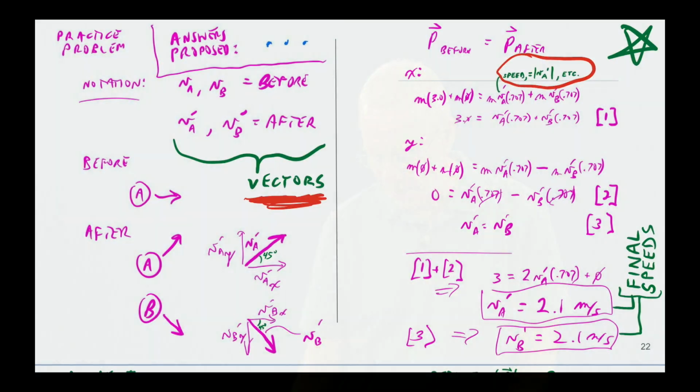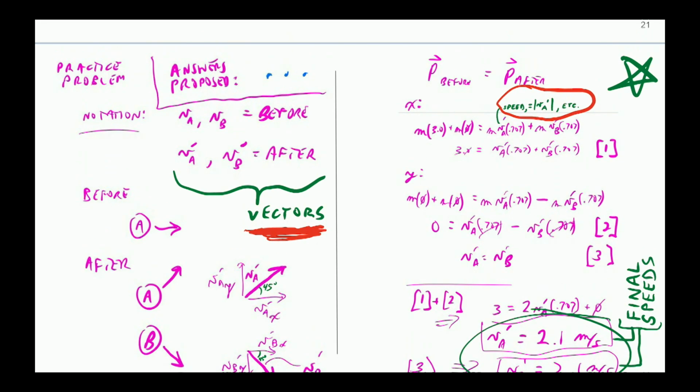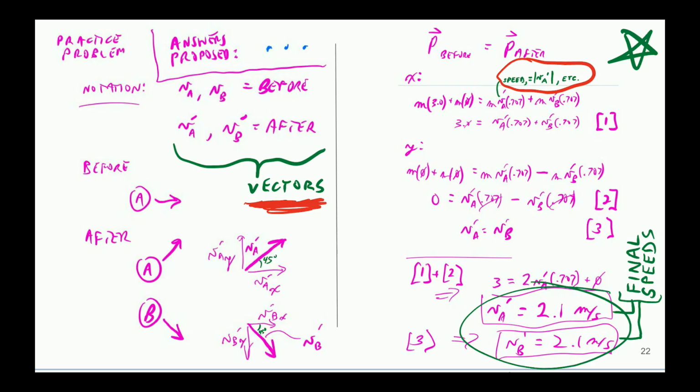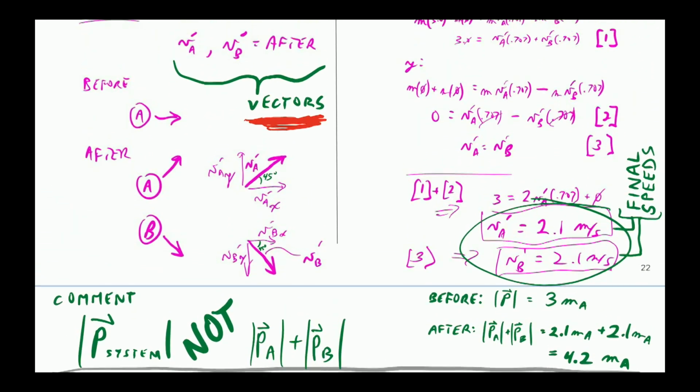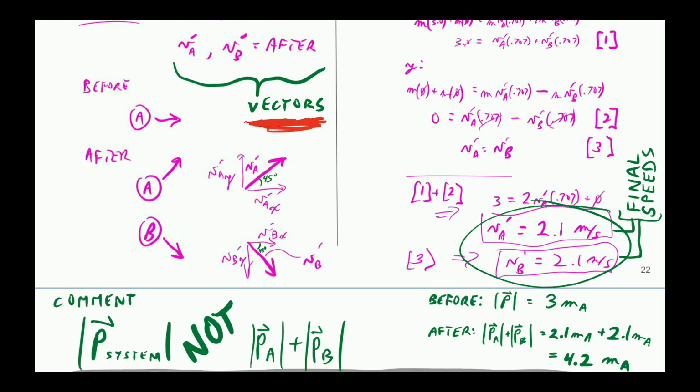I have to make a comment, though, about the final speeds here. If you look and see what the final speeds are, you'll see that, and yes, this is the correct answer, the final speeds are each 2.1 meters per second, okay? And some people will notice, wait a minute, you told me that the first speed in this problem was 3. That was given, right? That was the momentum of the system actually was 3 times the mass of A, right?